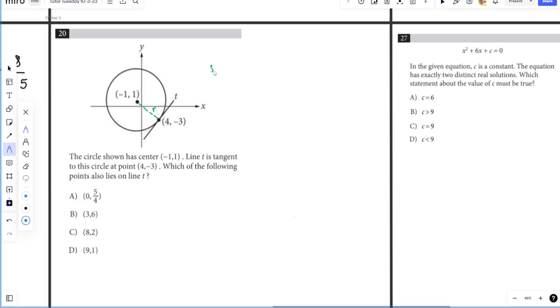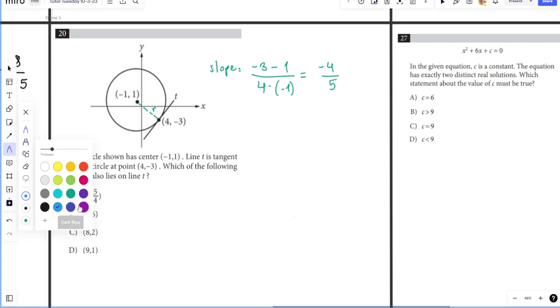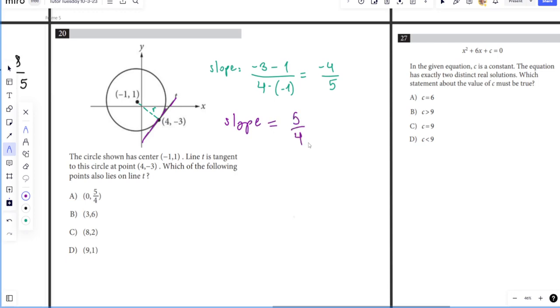So let's find the slope. Slope is y2 minus y1 over x2 minus x1. So the slope here is -4/5. But that's the slope of this green line. We want the slope of the tangent line. Slope of the tangent line is going to be the negative reciprocal, which means that we're going to take -4/5 and make that +5/4.